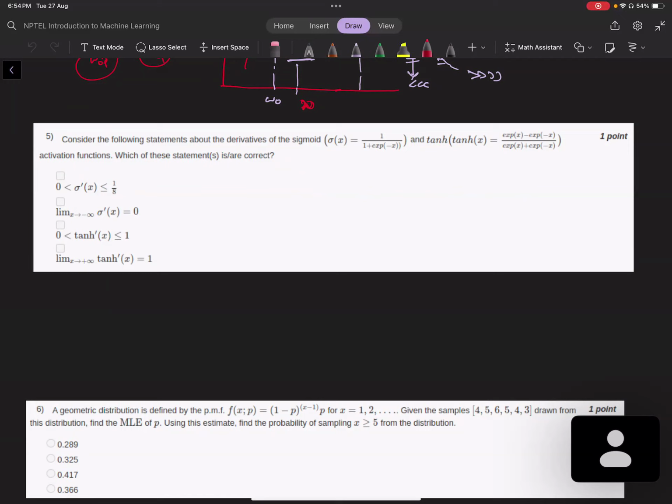Consider the following statement about the derivative of the sigmoid and tanh activation function. Which of the following statements are true? So you just have to find the derivative of the sigmoid and tanh. Then you have to find this.